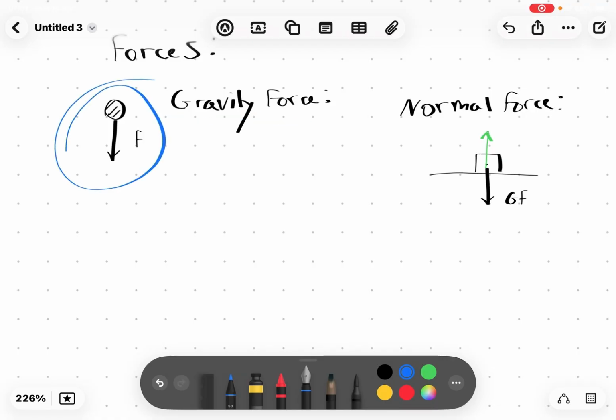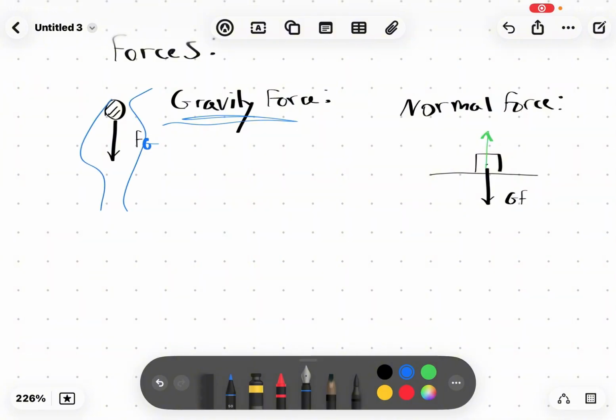So let's say a ball is falling from the sky. The gravity force, just put a G here if you want, is pulling it down. So it's dropping down, and there's some air resistance, but that doesn't matter right now. The main point is that the gravity force pulls down.